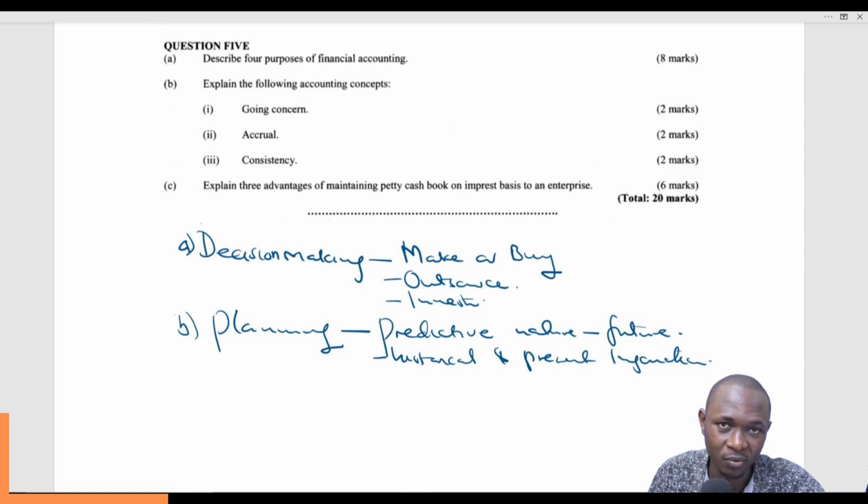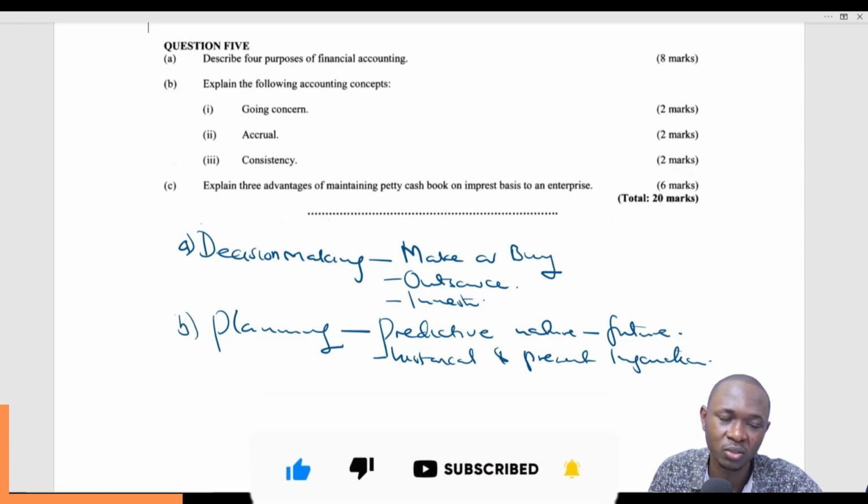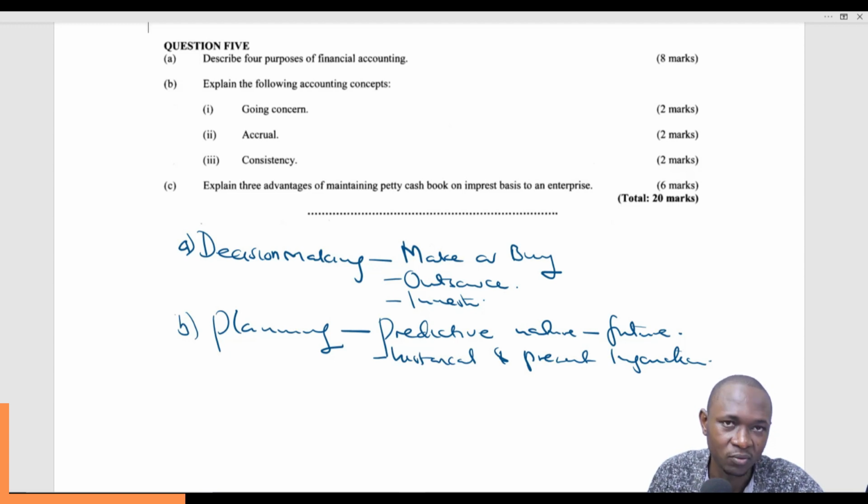And the best place where we can get this historical information is the financial books, which keep the financial accounting information. Once we have the historical information, we can predict the future with some level of certainty, based on the figures and what we had managed to achieve in the past. So yes, it's used for planning.